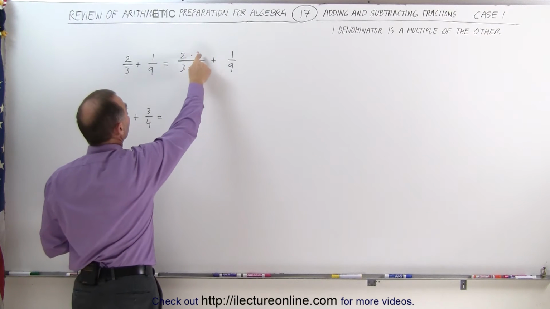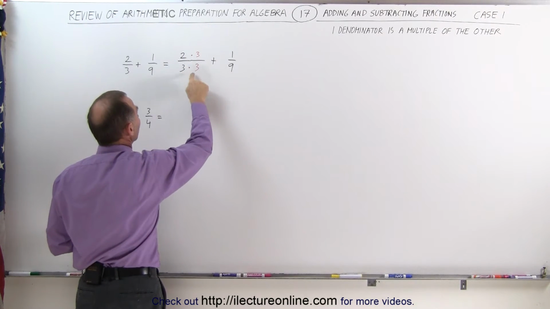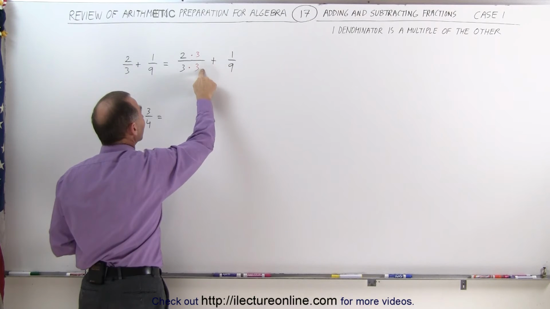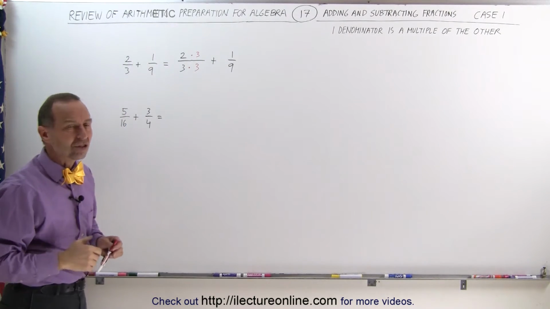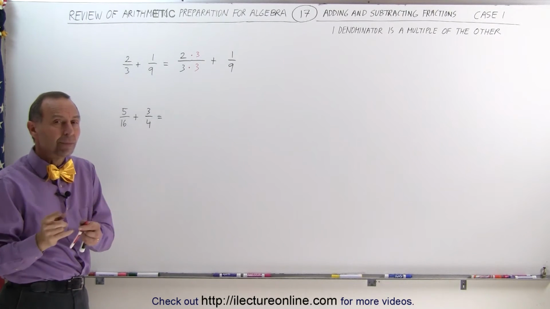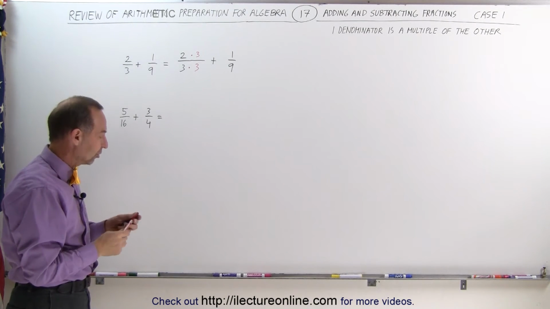If I multiply 2 times 3, I get 6. If I multiply 3 times 3, I get 9. 6/9 is the same as 2/3. So nothing really has changed except the format. Now it's in a format that I can actually add the two fractions together.